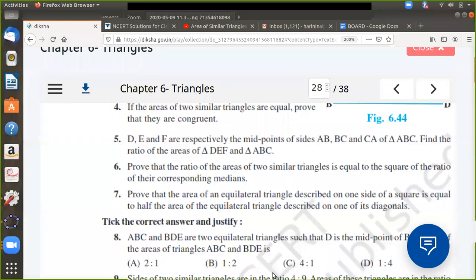So if you have to find the ratio of the areas, what should you first think? DEF and ABC should become similar. So see how you can get that first and then get the second part of the proof. Quickly, I have only 2 minutes more, so I'm going to the next one.